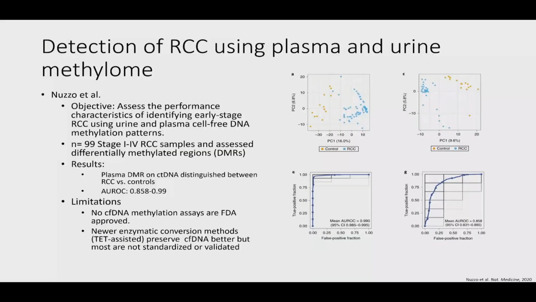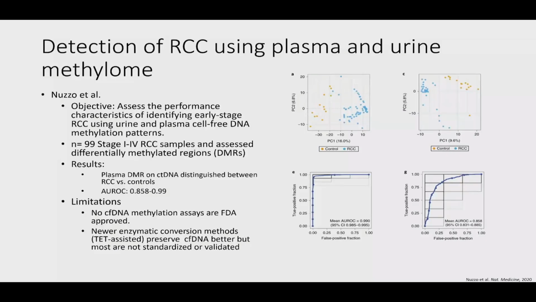And their study included 99 patients with stage 1 to 4 RCC. They found that differentially methylated regions on ctDNA correctly distinguished RCC from controls, and that their AUROC, which is a measure of accuracy, was quite high in urine and even higher for plasma specimens, with the value being 0.99. And you can see that on the bottom two graphs.